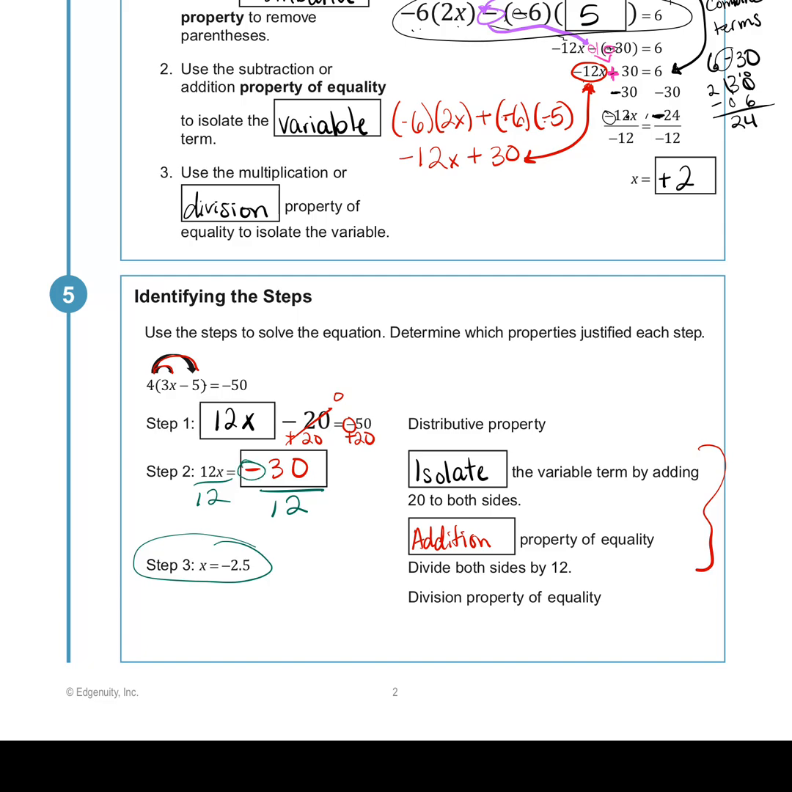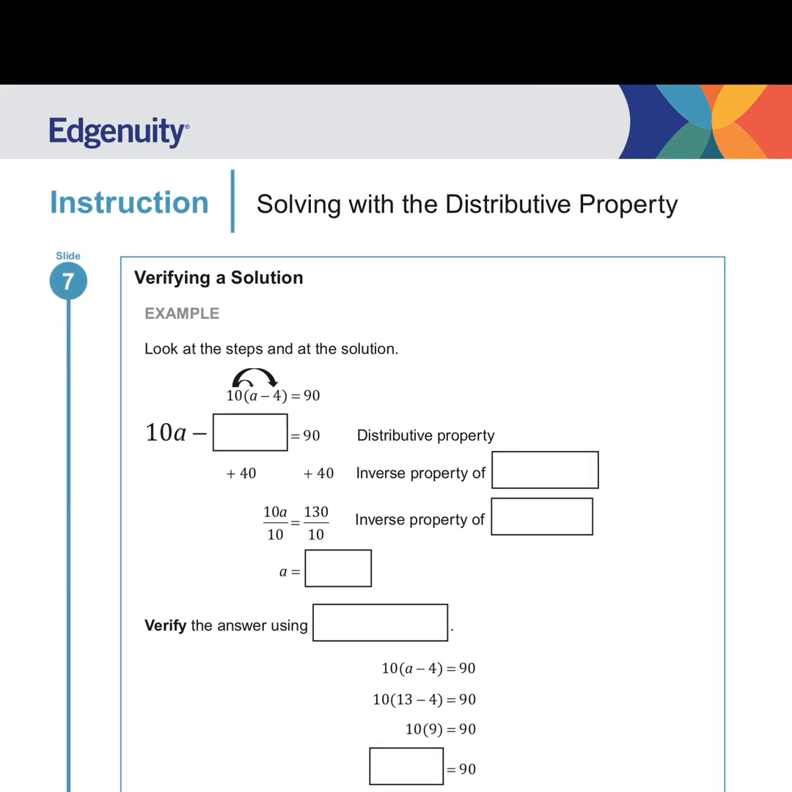There's only one negative sign, right? This is a positive. So the negative wins and the answer is a negative. Okay? And we're going to keep moving on.